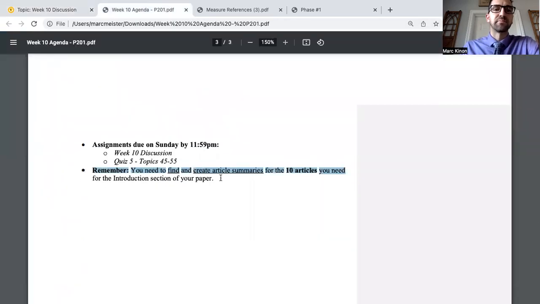Another reminder, you need to find and create article summaries for the 10 articles you need for the introduction section of your paper. We formally did 3, but you need a total of 10. I just want to point that out.